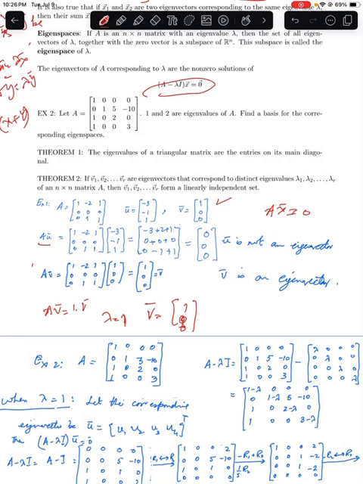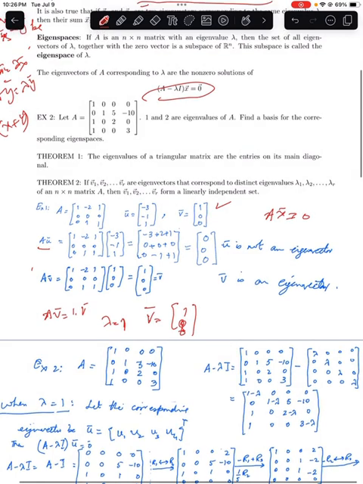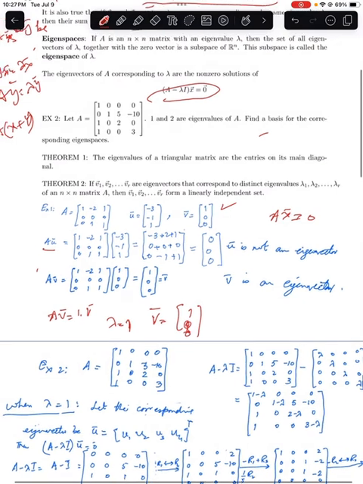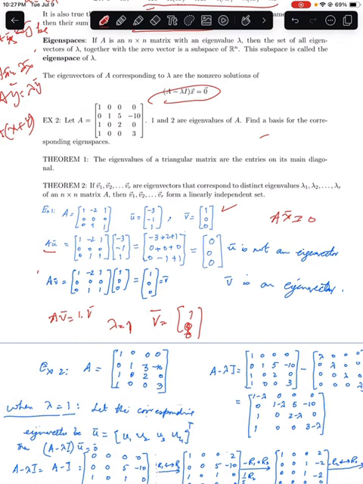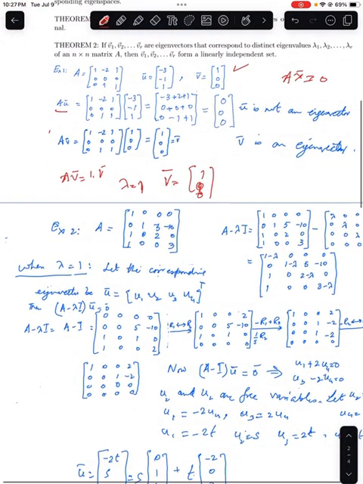So the question is asking us to find, in example 2 here, a basis for the corresponding eigenspaces. What it means is that we actually have to find the eigenvectors. When it says find a basis for the eigenspace, we just learned that the eigenvectors will be the basis of the eigenspace. So we have to find the eigenvectors related to each of these given eigenvalues. So how do we do that? This is how we do that.